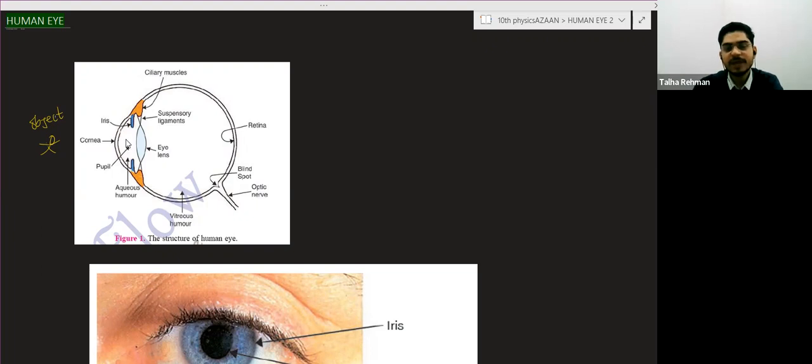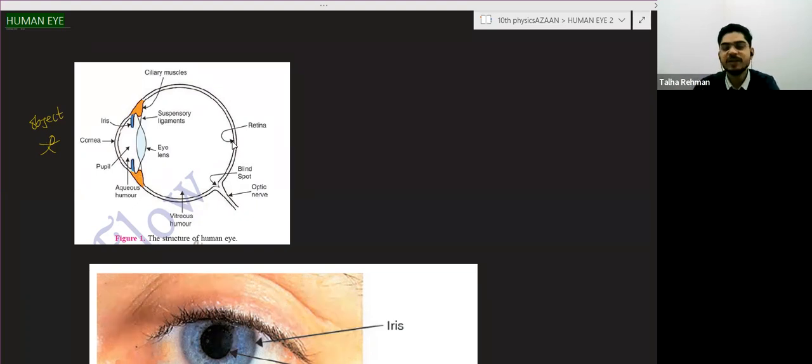After that, the converging light will enter the pupil, and I have told you the size of the pupil is reduced or increased by the iris according to the intensity of the light. After that the light falls on the eye lens, and the eye lens is a convex lens, which is a converging lens. This lens will produce the image of this object at the retina. So the image is formed on the retina for the normal eye.